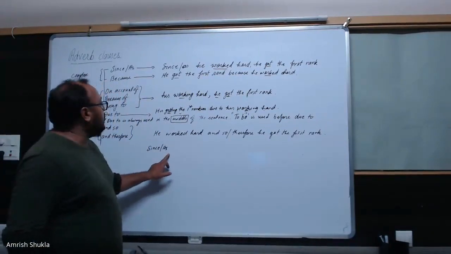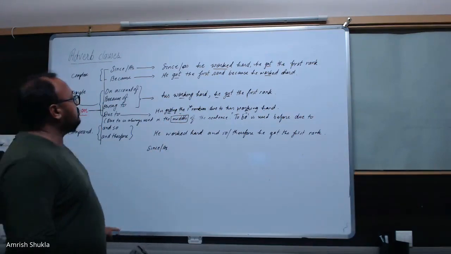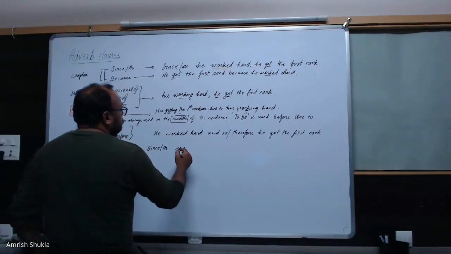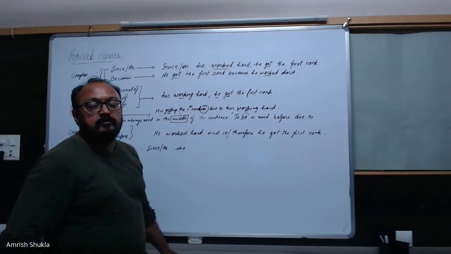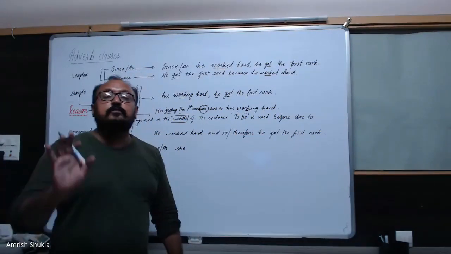Okay, so since or as are always used in the beginning of the sentence. Due to is always used in the middle of the sentence. Sir, we have written here that a to be verb is used before due to. So where is its application in the sentence? This is was. Was is a to be verb. To be verb here means am, is, are, was. A to be verb we have to use before due to.